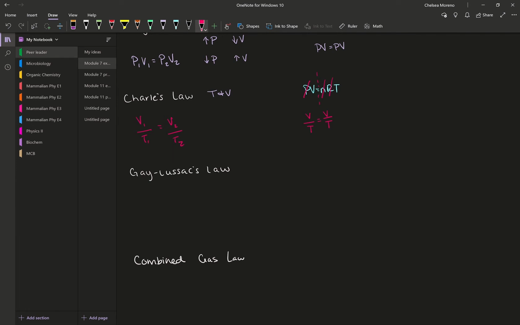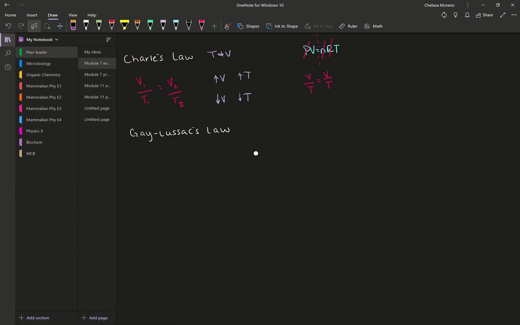And then the last thing you need to know for Charles' law: an increase of volume is going to increase your temperature. So you're going to have a direct relationship in this case. So in other words, as you decrease your volume, you would also decrease your temperature. So they're going to have the exact same effect on each other.